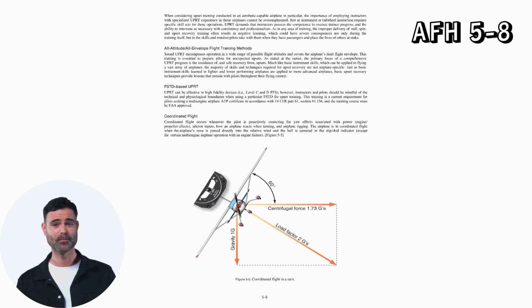Coordinated flight. Coordinated flight occurs whenever the pilot is proactively correcting for yaw effects associated with power, engine, propeller effects, aileron inputs, how an airplane reacts when turning, and airplane rigging. The airplane is in coordinated flight when the airplane's nose is yawed directly into the relative wind and the ball is centered in the slip/skid indicator, except for certain multi-engine airplane operation with an engine failure.